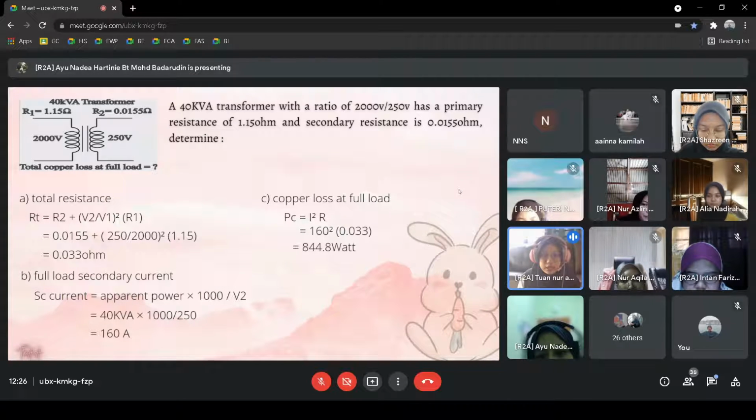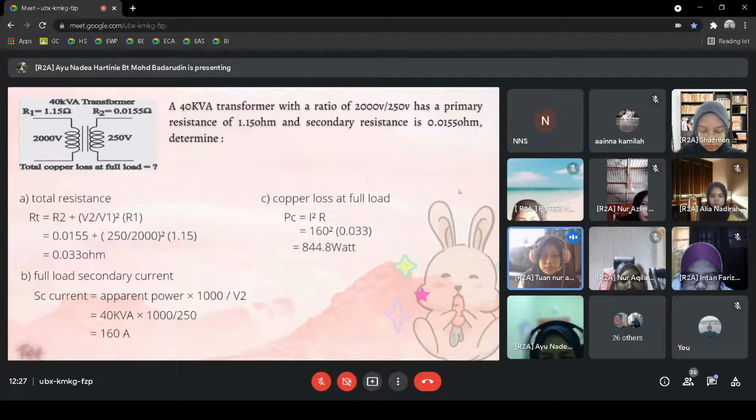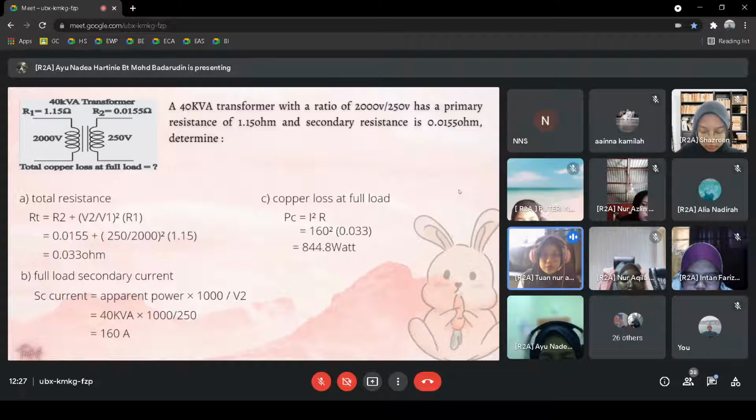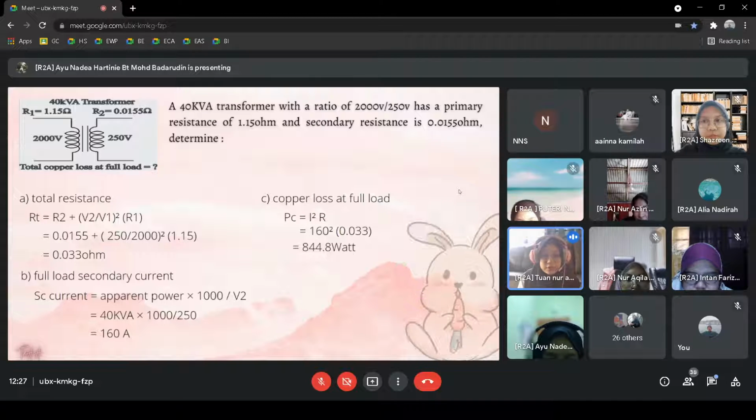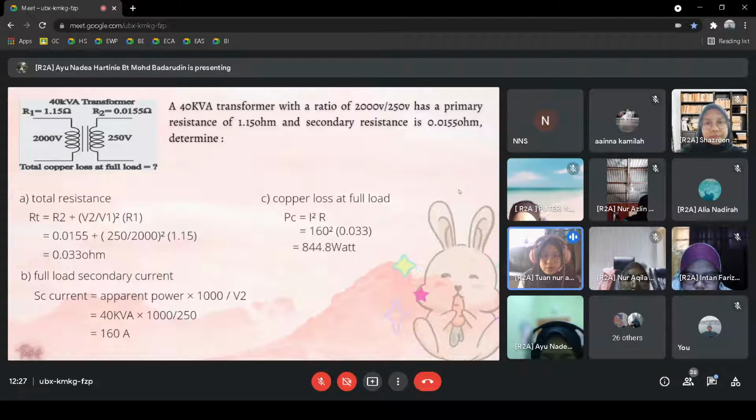The last question is to find the copper loss at full load. As we know, the formula to find the copper loss is PC equals I squared R. So I in this question is 160 squared, and R total is 0.033. So the final answer to this question is 844.1.